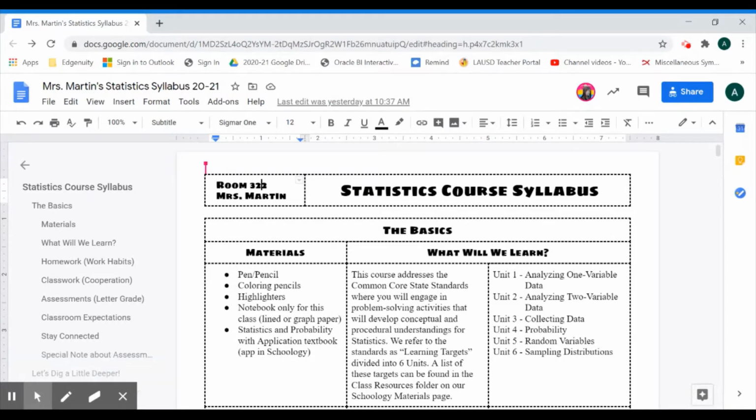Stats is everywhere and it's used in all parts of life, so I really look forward to sharing the statistics world with you through these 6 units.